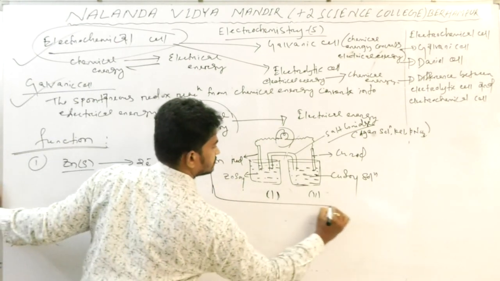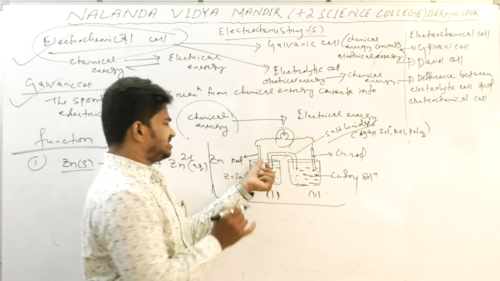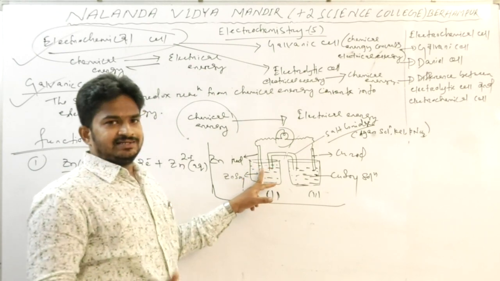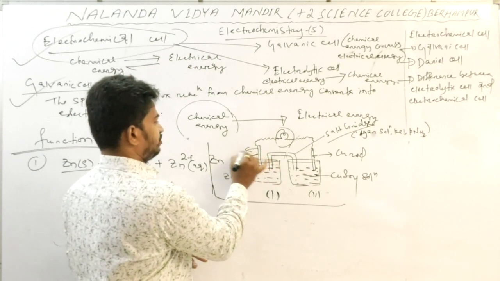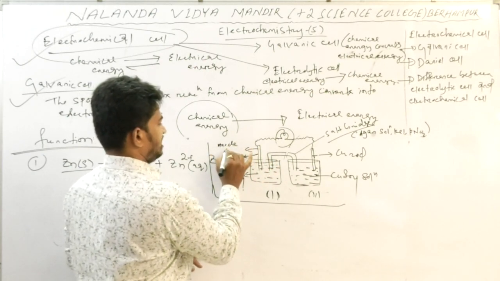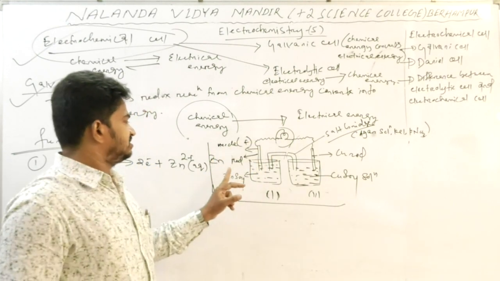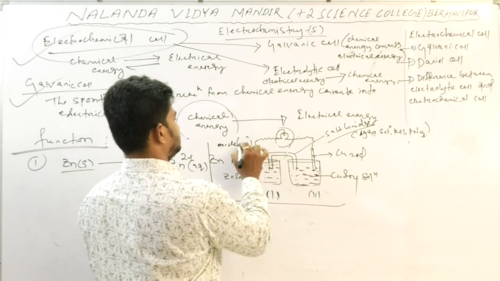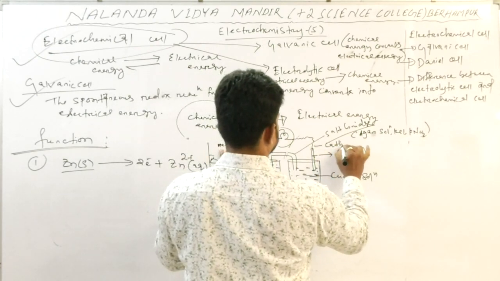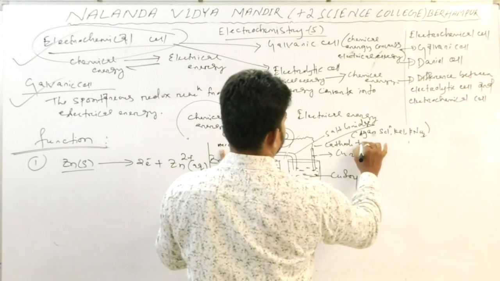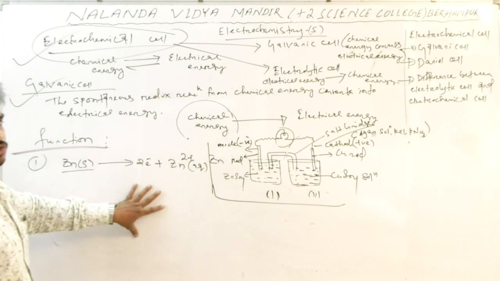Because this zinc rod will try to have a positive charge, because this is the anode, which has negative charge, and this is the cathode, it is positive charge. So try to remember this one.